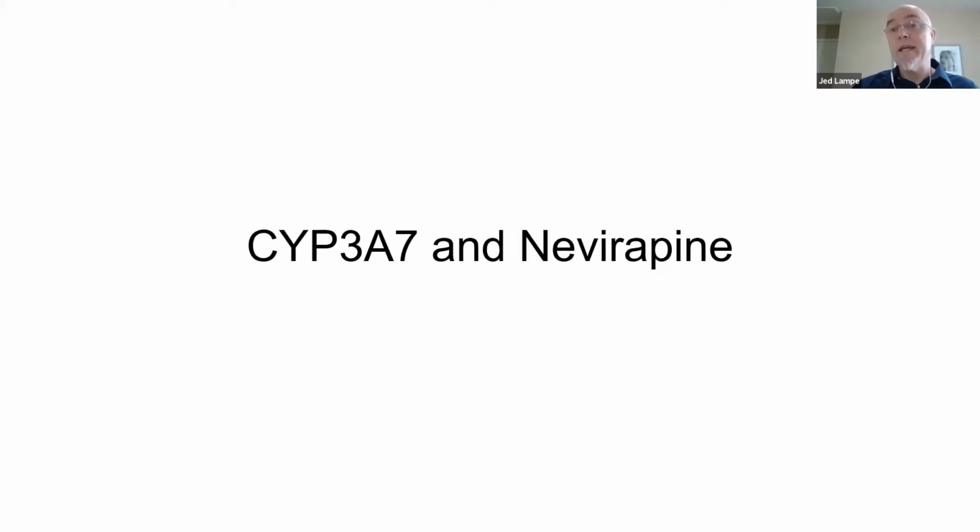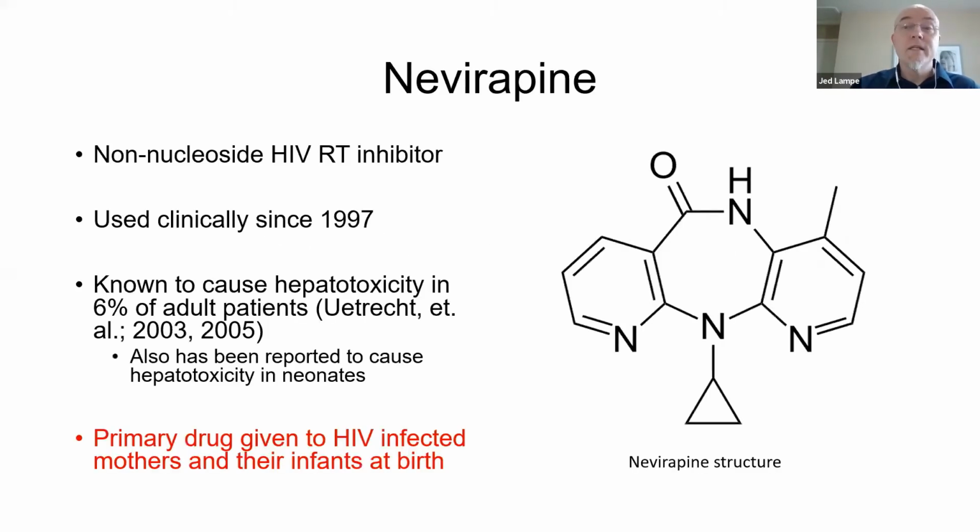So the first story is about 3A7 and a drug called nevirapine. Nevirapine is a non-nucleoside HIV reverse transcriptase inhibitor. It's been used clinically for almost 25 years now. It's known to cause hepatotoxicity in about 6% of the patients that use it, but otherwise it's a pretty safe drug. It's also been reported to cause hepatotoxicity in neonates. So that generated our interest in it.